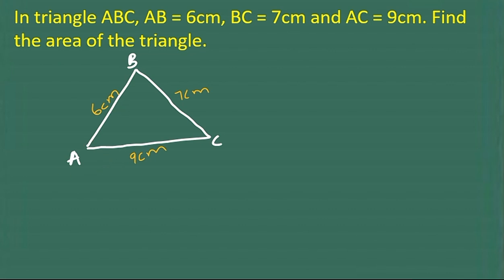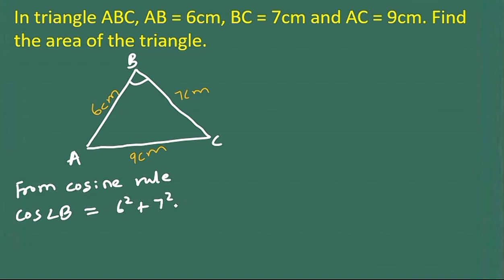Now let's say we have to find angle B. You can find any of the angles A or C and use it, but I'm going to find angle B. So from the cosine rule, we will say that cos angle B is going to be equal to 6 square plus 7 square minus 9 square, all divided by 2 times 6 times 7.